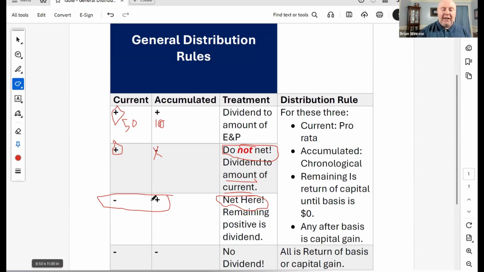We'll subtract 50 and the 100. That'll give us 50,000 remaining. That 50,000 is going to be considered a dividend. So that's what we would use as our dividend portion of it.